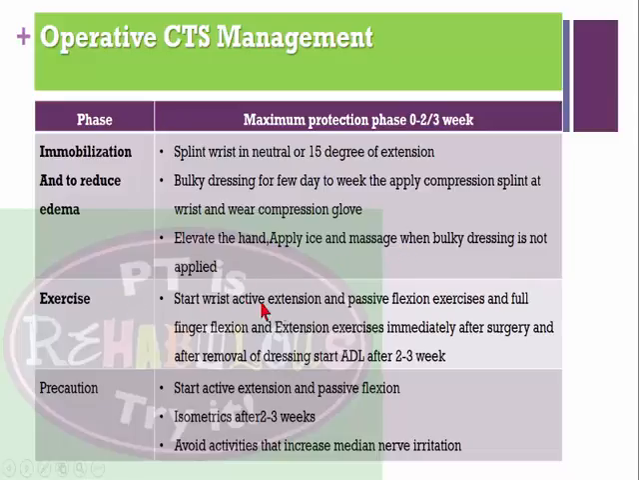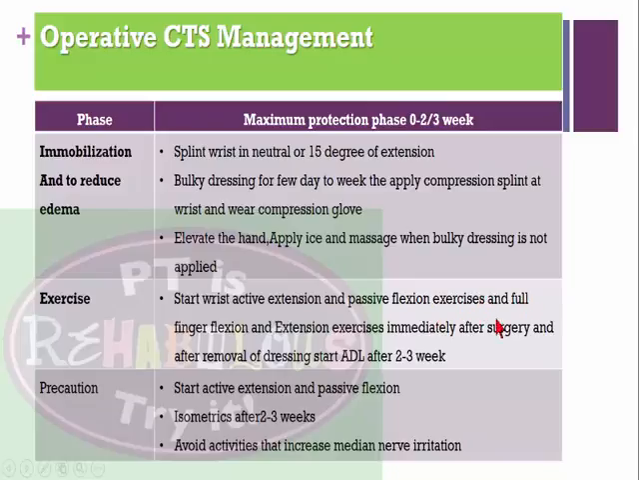When the bulky dressing is not there, we have to start active range of motion exercise, especially in extension, because if we do active exercise in flexion, that may affect the median nerve and aggravate the symptoms, because this is recently operated. So first we start active extension exercise and passive flexion exercise.